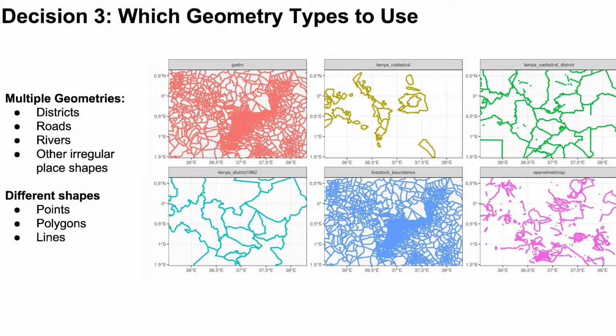The third decision is which geometry type to use. I've presented some earlier gazetteers that were all just points. These are examples of polygons, lines, things like rivers, roads. OpenStreetMap is a popular gazetteer source, and it has all sorts of strange structures with them, and how to handle those correctly is an open question.